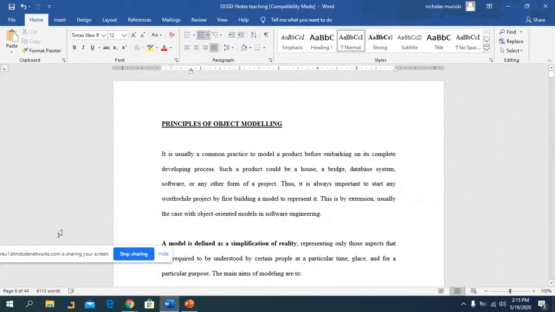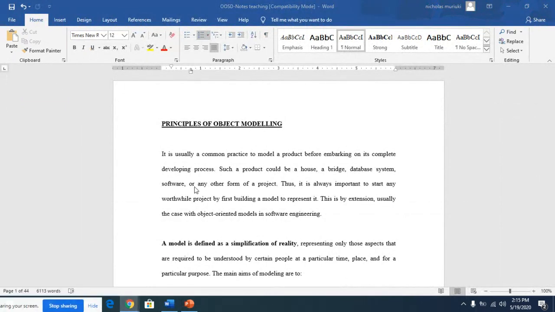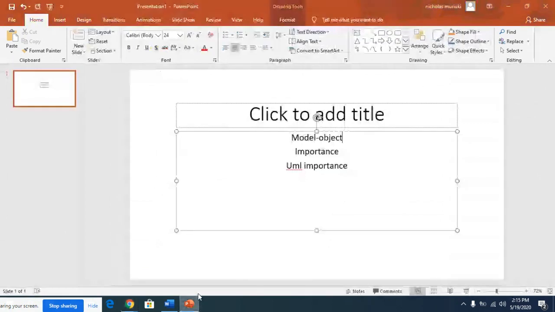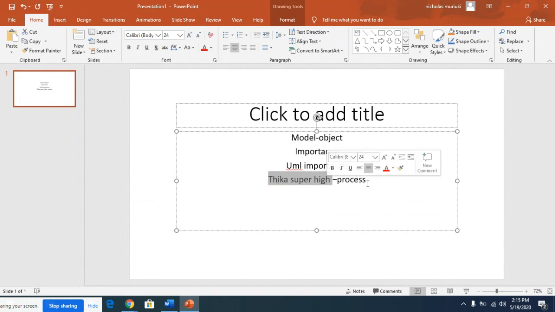So if you look at my notes that I have shared in your portal, we are saying a model is defined as a simplification of reality. And when you talk about a simplification of reality, I will be able to talk about maybe a certain object, maybe Vika Superhighway. Vika Superhighway is a model, and this model has its own process. So you have some processes that are undertaken in Vika Superhighway. So in this case, we can say the moment we are coming up with Vika Superhighway, we were dealing with a project.